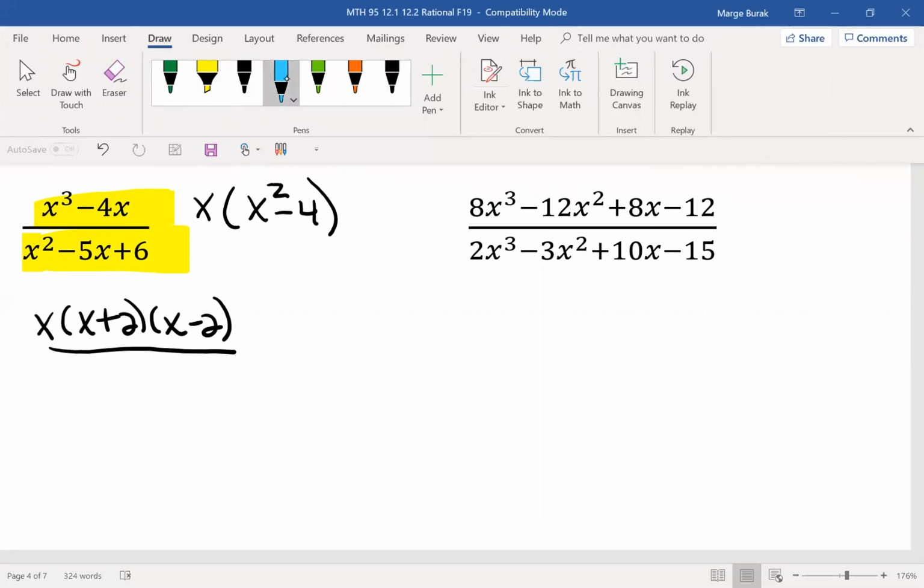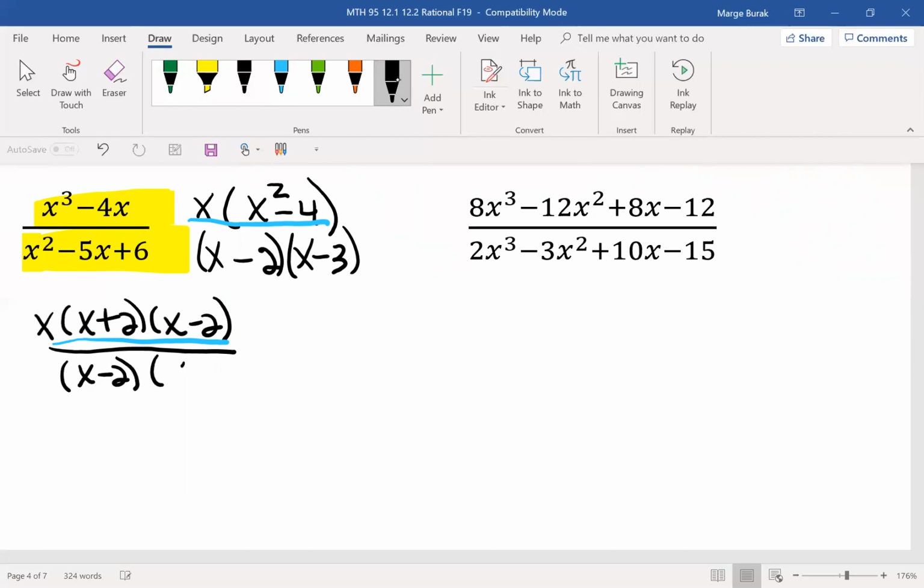All right, so I took this numerator and brought it down to here. Now let's go back to the denominator, and I think we can factor that as x times x. 2 times 3 is 6, and -2 times -3 is +6. So I'll bring that down to x minus 2, x minus 3. Okay, now that it's factored, I can cancel some of those factors that divide out to 1. X minus 2 divided by x minus 2 is 1. And that leaves me with x times x plus 2 over x minus 3.